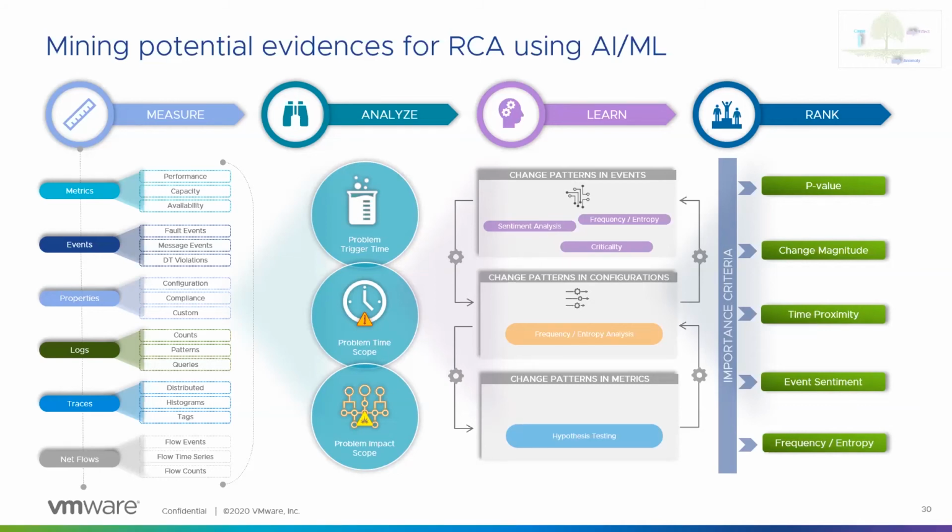So right now the scope is metrics, events, and properties. And this is where the disclaimer comes in. We're moving into getting logs, traces, and net flows into the system as well. But with the first three sets of resources, we analyze based on problem scope, problem time, and problem impact, which is also termed as the radius to which the problem is manifesting or impacting. And that's where you start finding the neighborhoods in terms of where the problems are.